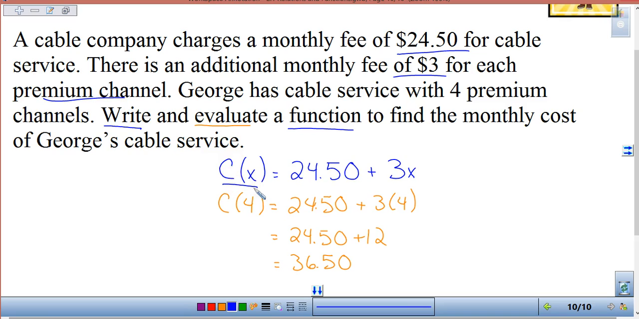Then you had to evaluate, so that's where the 4 came in. That does not go into your function until it is time to evaluate. So then I plug that 4 in anywhere where I see an x, and for the 4 premium channels, it will cost him $36.50 a month.